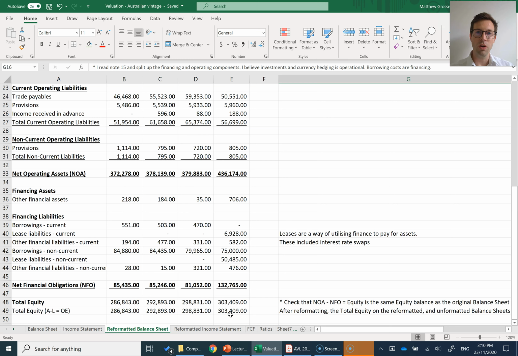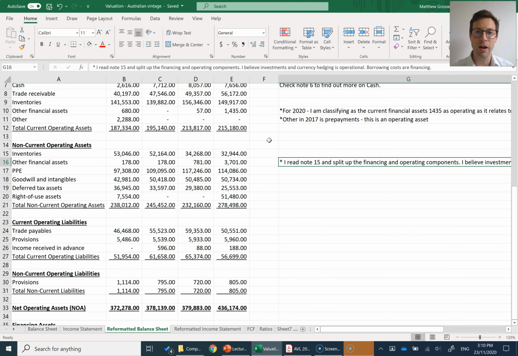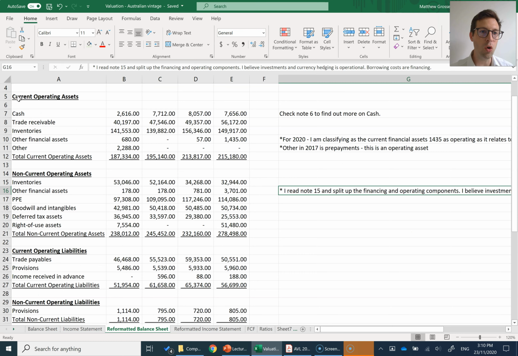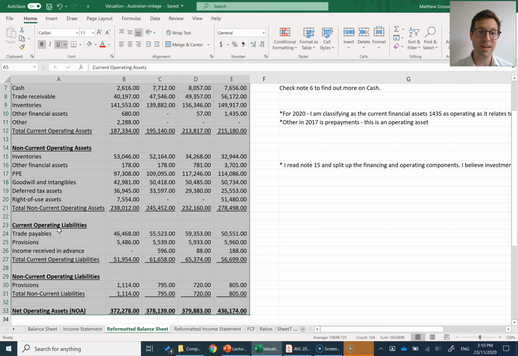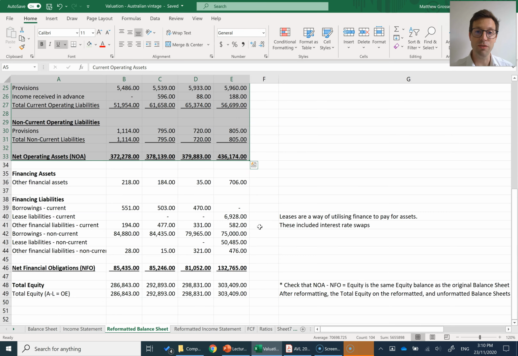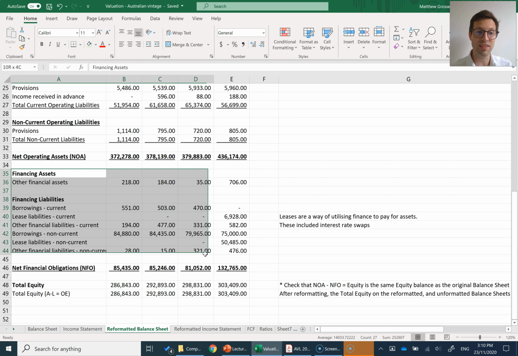Okay, so to recap, when we reformat, we're splitting things into operating versus financing activities. Up the top here, I've listed all of the operating activities, and they can include both operating assets and operating liabilities. Then down the bottom here, I've looked at my financing activities, and I've got financing assets and financing liabilities to calculate my financial obligations. So the thing we need to do, we need to split up our accounts into operating versus financing activities. To decide if something is a financing activity, the rule is if there is interest associated with that account, we will classify it as a financing activity.